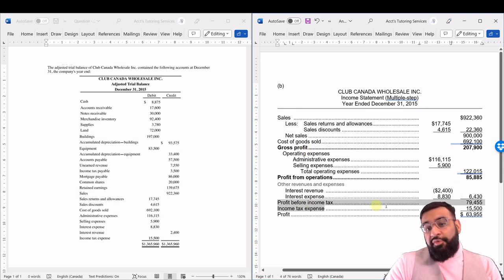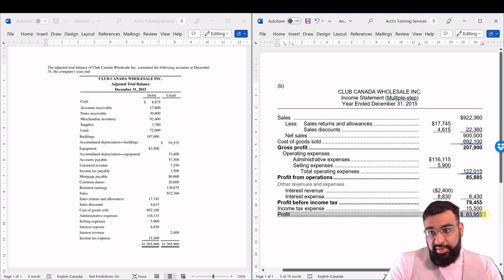Then we have our profit before income tax, which is what we're going to take to calculate our income tax expense. In this case, it's given to us directly, but usually it'll be a percentage, like 30% of profit before income tax is going to be income tax expense, but in this case, it's given to us. And then we have our actual net income, our profit. So we're given various different metrics with the multiple step income statement, which is very, very useful.